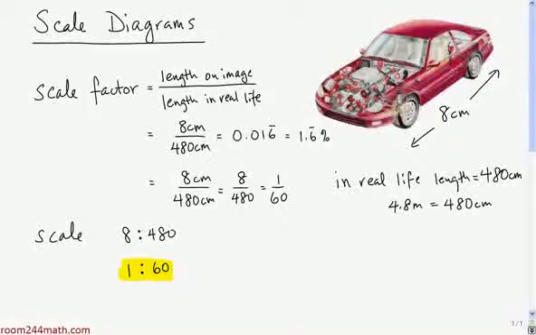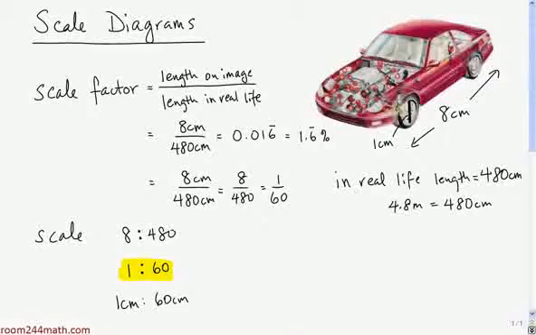So for instance, let's say we measure the wheel, and we determine that it's 1 centimeter. So that length right there, let's say, is 1 centimeter. Well, that means that in real life, the wheel is 60 centimeters. So we can say, all right, 1 centimeter corresponds to 60 centimeters.